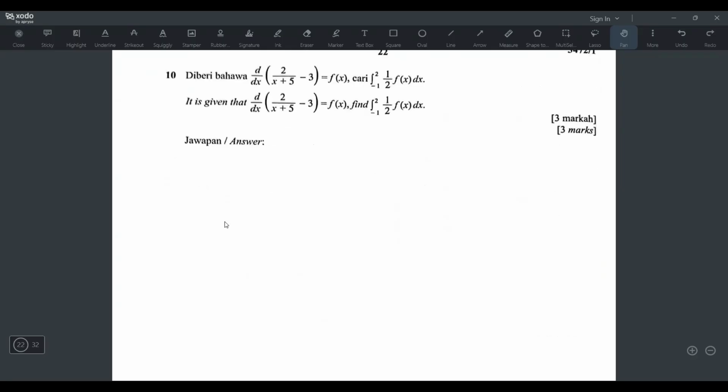Okay, let's continue. Number 10. Okay, this one is very obvious. Which chapter is it, right? Just from the dx, you know already. So this one is Form 5, Chapter 2. It's called differentiation. In Bahasa Melayu, pembezaan.